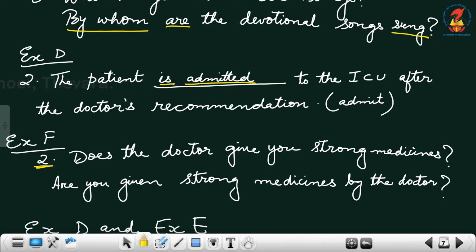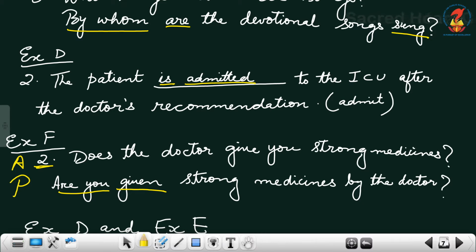Does the doctor give you strong medicines? That is what they are given. It is the active form. How to make it into passive form? Are you given strong medicines by the doctor?